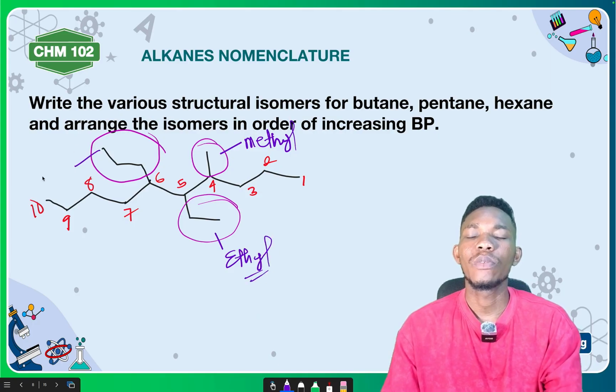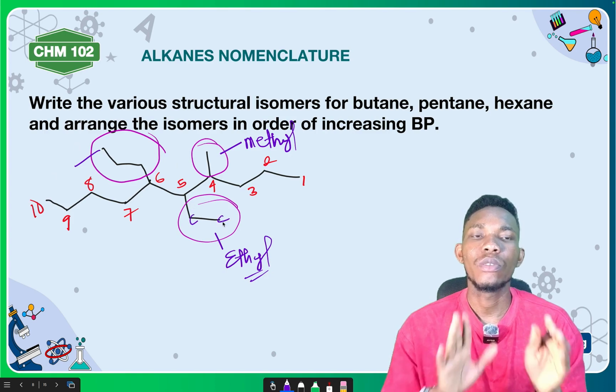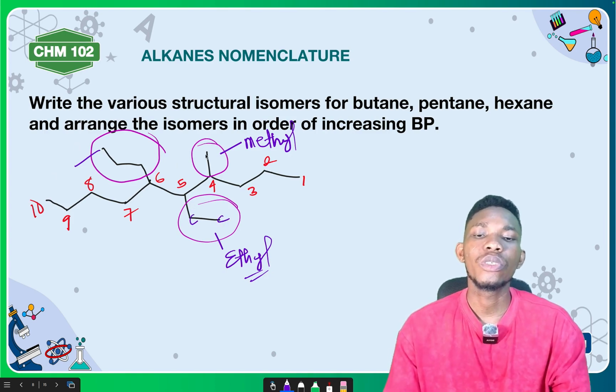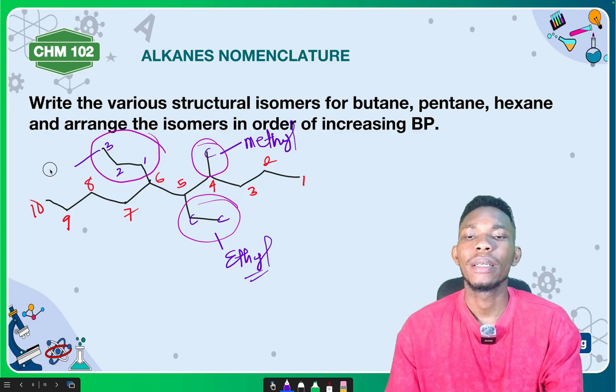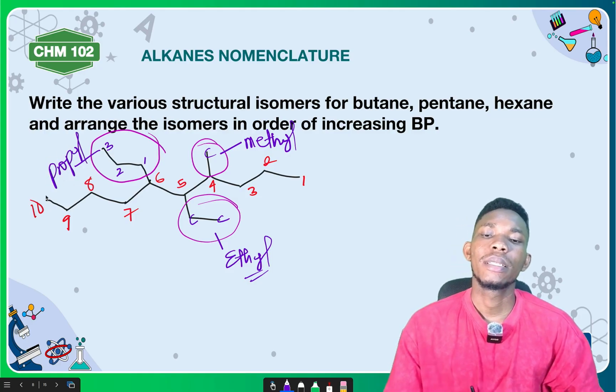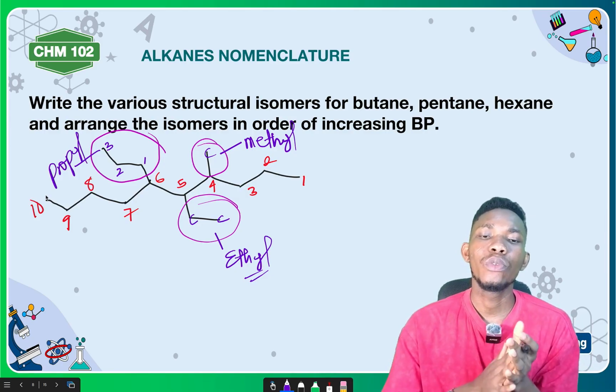And the other one here is what? Propyl. Look at it, it's ethyl because this is a carbon here, 2 carbons, ethyl. This one just has 1 carbon, methyl. Then this one here, it has 1, 2, 3, propyl. So we call it propyl. All right? Exactly.